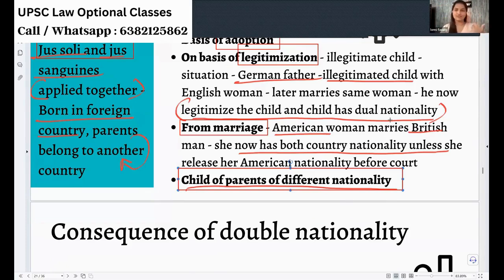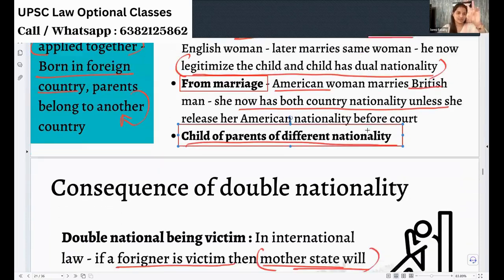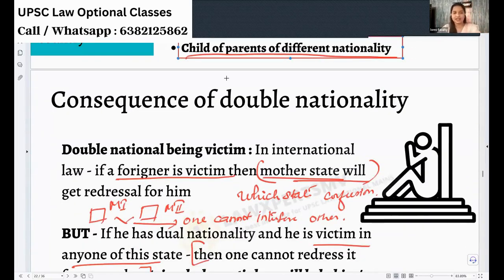So maybe the father is from Sri Lanka and the mother is from Australia, and they get married and the child is born not in India because we don't give dual nationality, maybe in UK. So the child can choose to be a Sri Lankan national, an Australian national, or a UK national. See the variety in these areas. We get dual citizenship, double nationality.